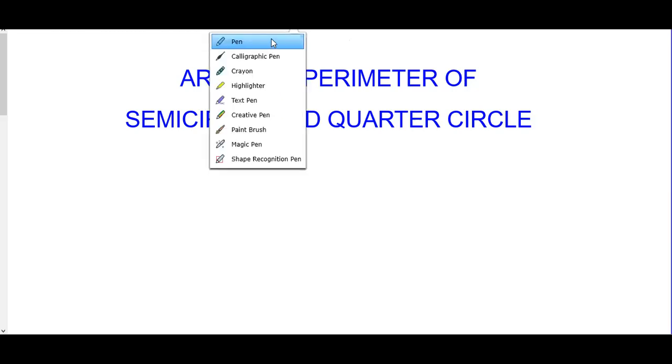Today I'll be taking you through the lesson which is focusing on how to find area and perimeter of semicircle and quarter circle. Let me start with definitions. What do we mean by saying a semicircle? We say a semicircle is half of a circle.